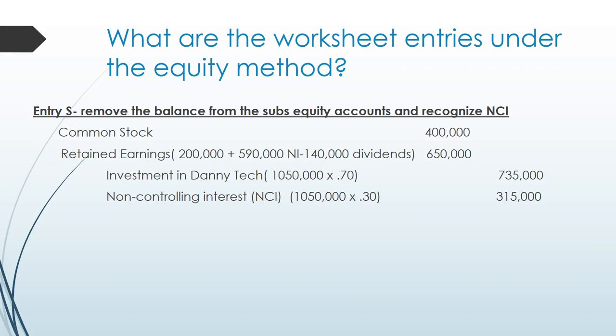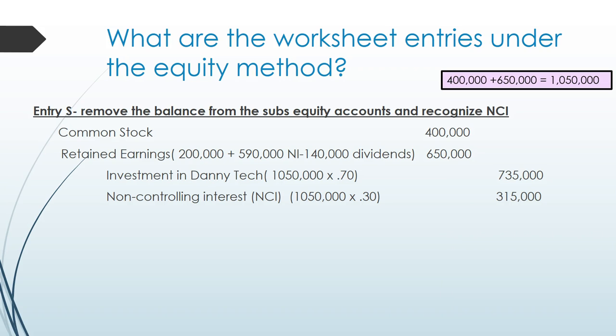Okay, the first entry we make is entry S, in which we remove the sub's equity accounts and recognize the non-controlling interest. So we're going to take the common stock off the books at $400,000. We're going to take the ending retained earnings of the sub, which would be the $200,000 plus 3 years worth of income minus 3 years worth of dividends, which gives us $650,000. And that total equals $1,050,000.